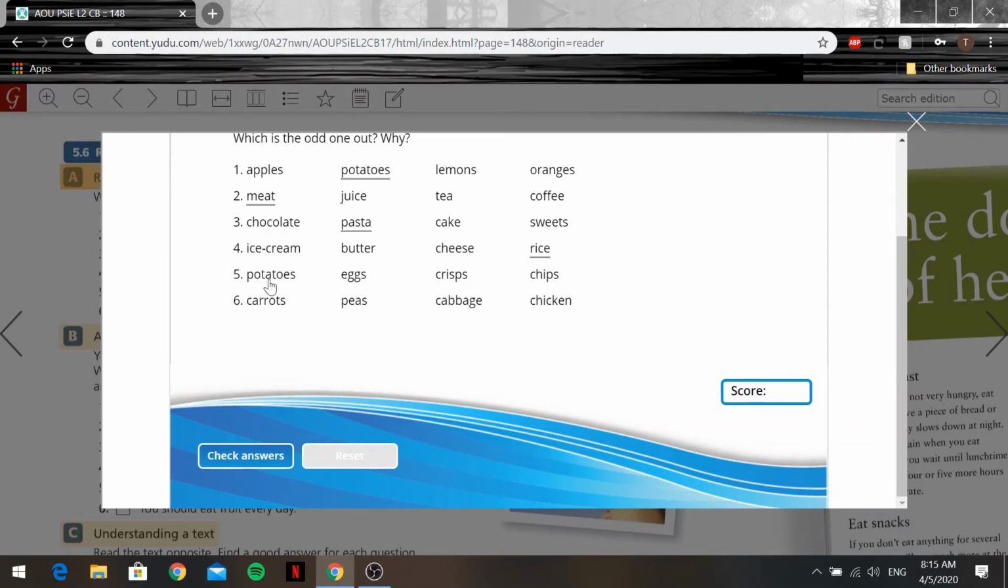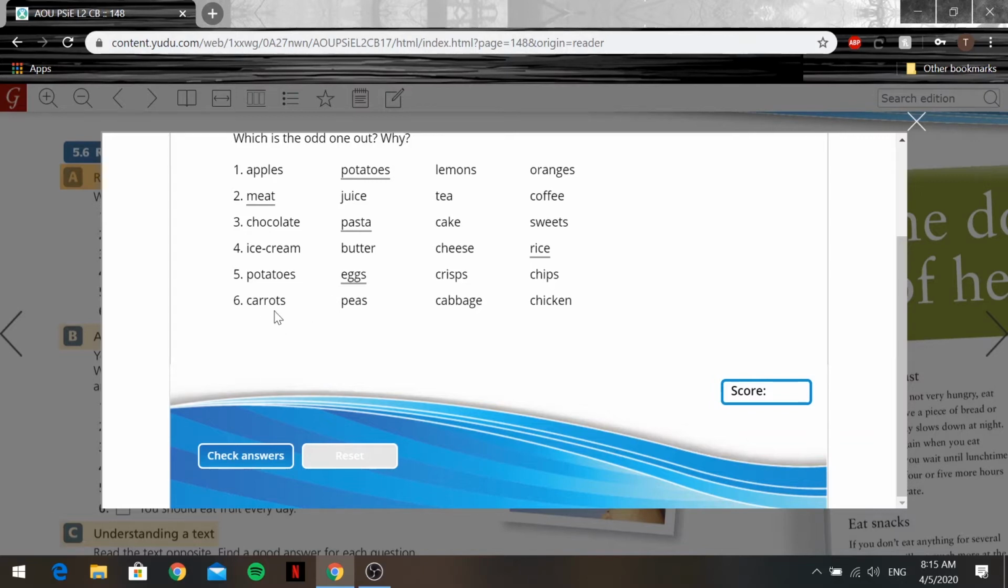Five, here we have potatoes, eggs, crisps, and chips. Okay, we'll say eggs. Okay, eggs is the odd one out. Why? Well, because it's not connected to potatoes. So here we have potatoes itself, then we have crisps that come from potatoes, and chips that also come from potatoes. However, eggs are their own thing, okay? They don't come from potatoes.